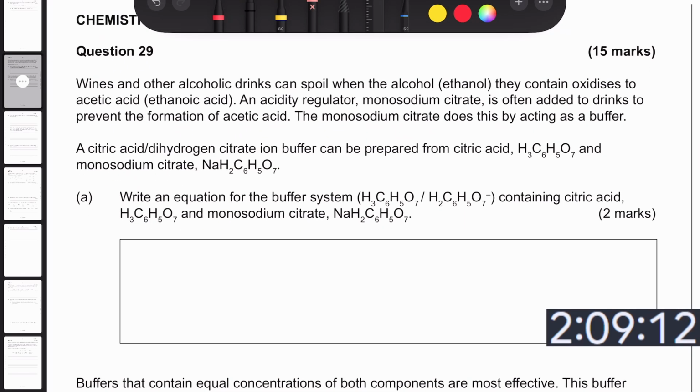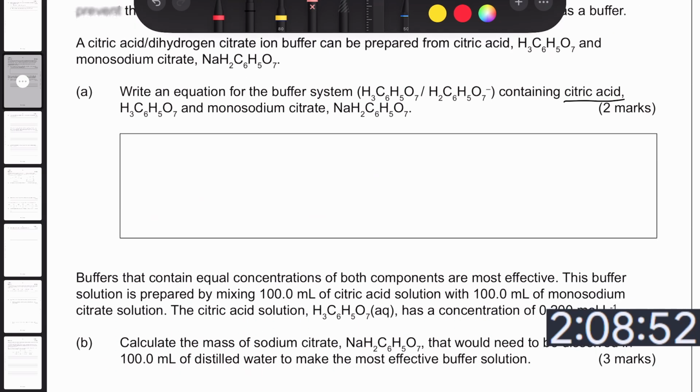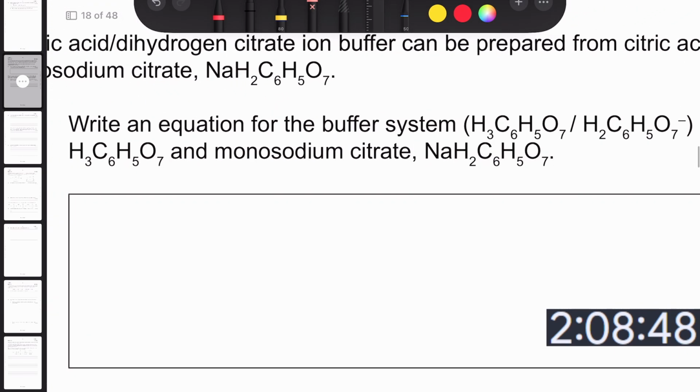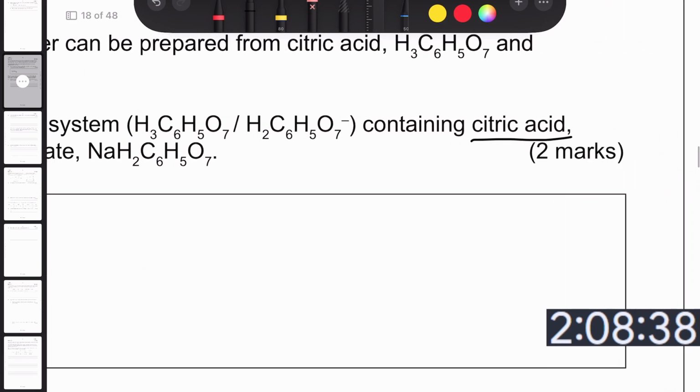containing citric acid and monosodium citrate. So we're going to have H2C6H5O7 aqueous minus, citric acid.